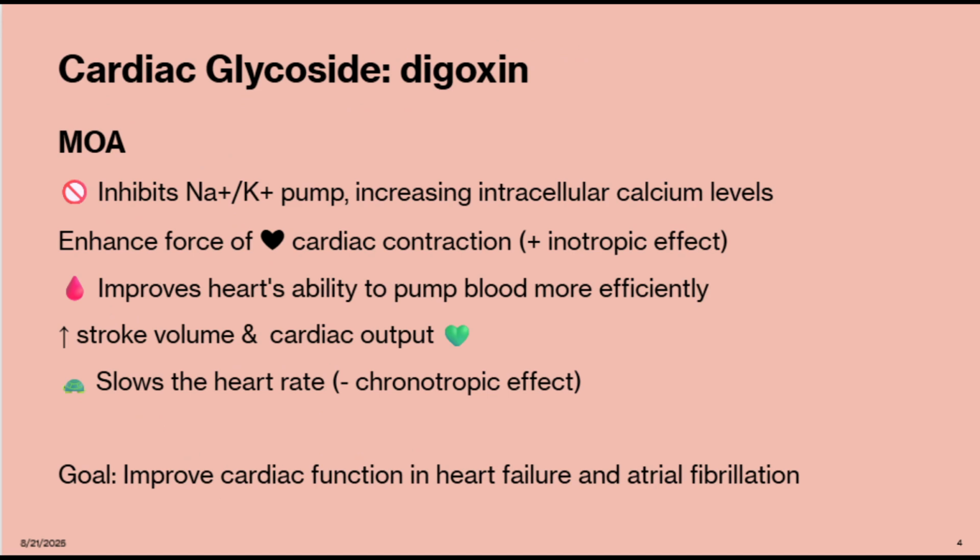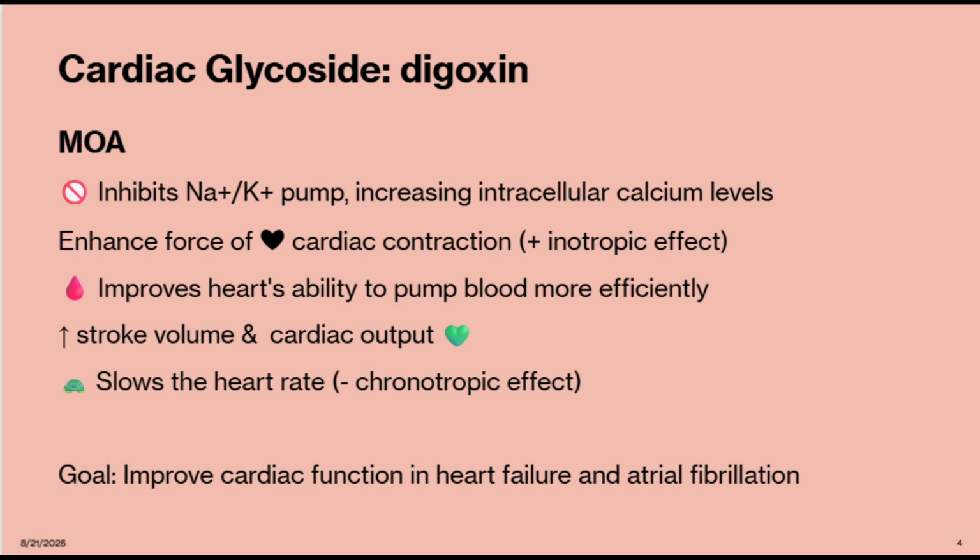Another drug that we use in heart failure is the cardiac glycoside digoxin. So here we're inhibiting the sodium and potassium pump, and we're increasing intracellular calcium levels. So if we're increasing calcium, we're enhancing that cardiac contraction, so that inotropic effect. So that heart has that great ability to pump blood more efficiently. So therefore, we're increasing that stroke volume, so the amount of blood that goes out with each contraction, and then therefore, over a minute, we're increasing that cardiac output. But at the same time, we're controlling and trying to slow the heart rate down.